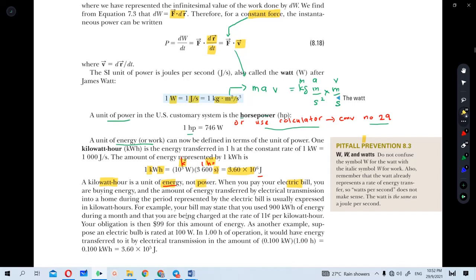So if you were asked to convert, then it makes sense that 5 kilowatt hour is equivalent to 5 times 3.6 times 10 to the power of 6 joule. So that's how you do the conversion to joule. Now similar to this example.